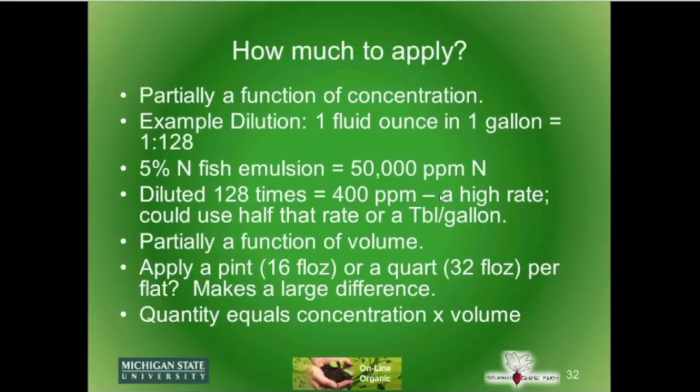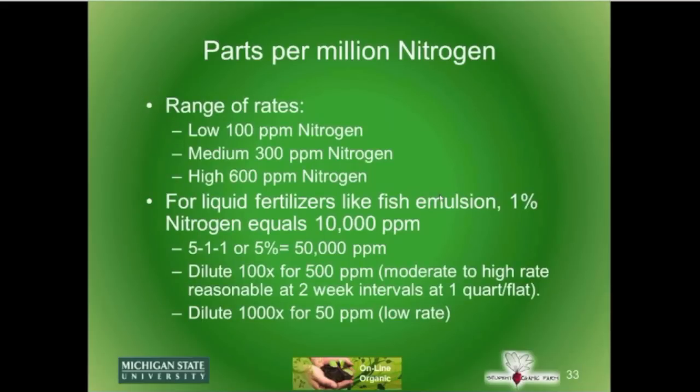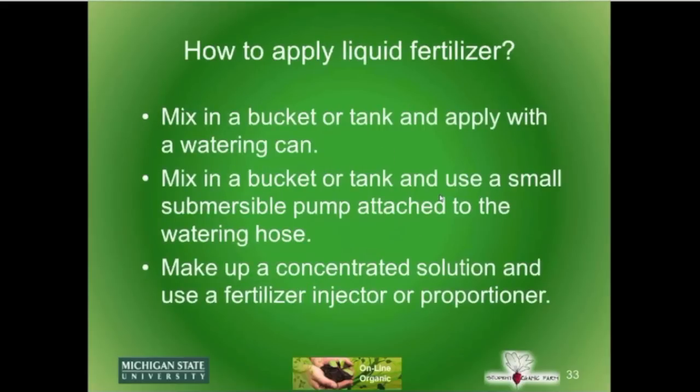When I first started helping them do the transplants, they weren't getting very good results, and we started talking about, well, how much did you apply, and it was just a very small volume. But when you're applying nutrients, it's a function of both concentration and the volume that you apply, and that's important to remember. So low rates would be something like only 100 parts per million of nitrogen. High rates could be as high as 600 parts per million of nitrogen.